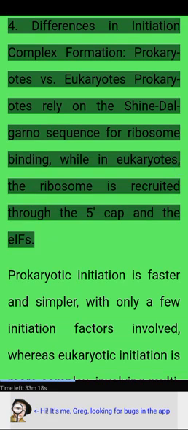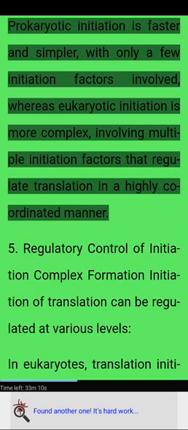4. Differences in initiation complex formation, prokaryotes versus eukaryotes. Prokaryotes rely on the Shine-Dalgarno sequence for ribosome binding, while in eukaryotes, the ribosome is recruited through the 5' cap and the eIFs. Prokaryotic initiation is faster and simpler, with only a few initiation factors involved, whereas eukaryotic initiation is more complex, involving multiple initiation factors that regulate translation in a highly coordinated manner.